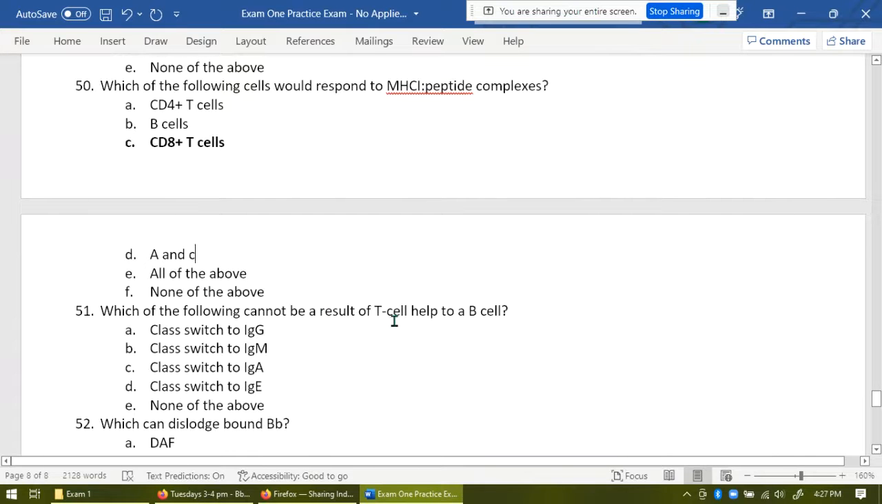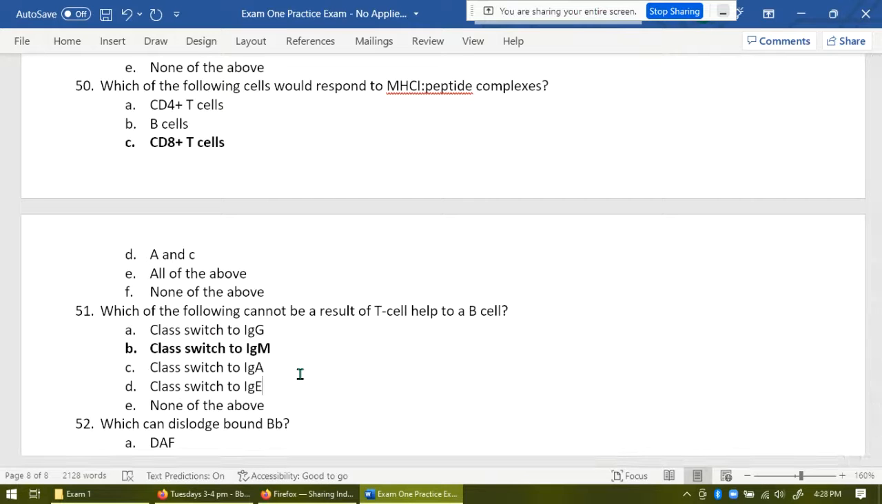Which of the following cannot be a result of T cell help to a B cell? Class switch to IgG, M, A, or E, or none of the above. This one's going to be class switch to IgM. Remember that B cells always start with IgM. They always start with IgM. It is the earliest class. They don't even need T cell help to secrete IgM. And once they switch to another class, they cannot switch back to IgM.